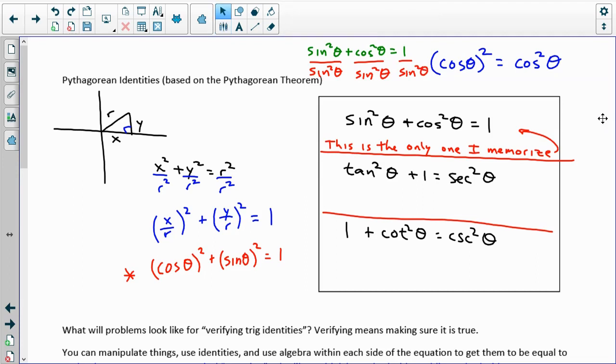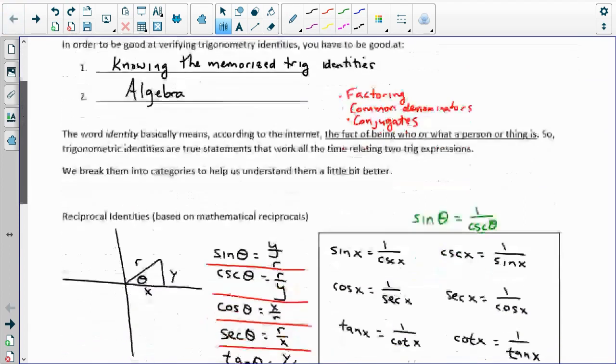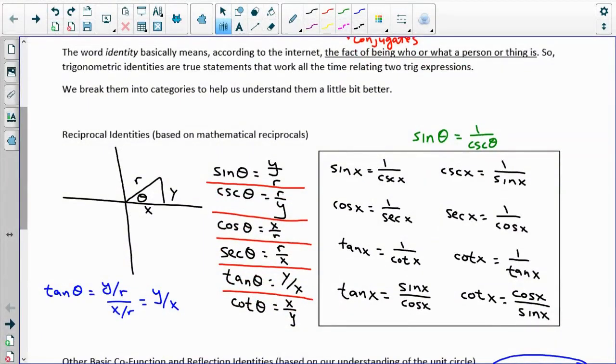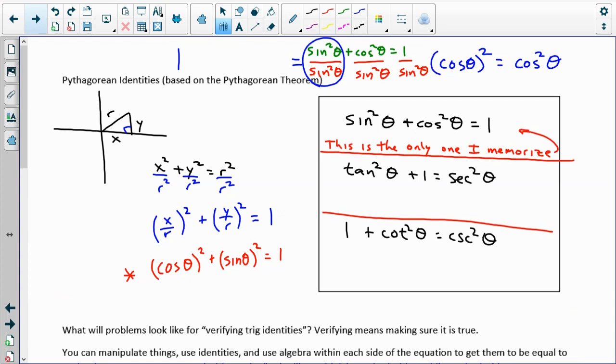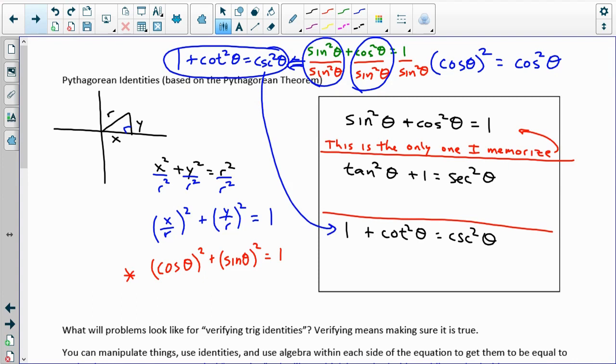Sine squared over sine squared is equal to 1. Cosine squared over sine squared is cosine divided by sine, squared. Now, if I don't remember what cosine divided by sine is, I need to remember that. That's cotangent. So cosine squared divided by sine squared is cotangent squared. And then 1 divided by sine is cosecant. So 1 divided by sine squared is cosecant squared. So I get this identity by dividing everything by sine squared.